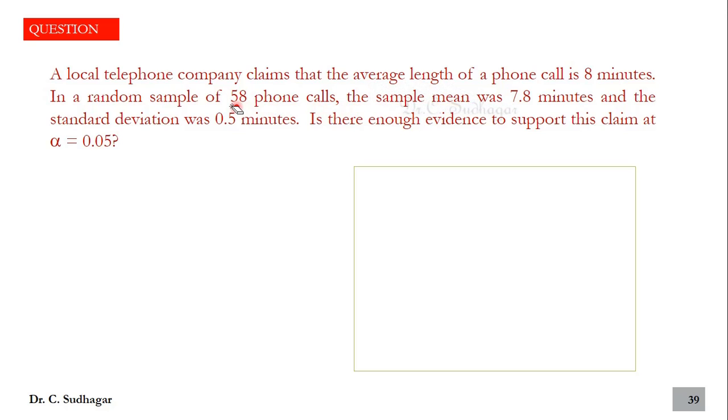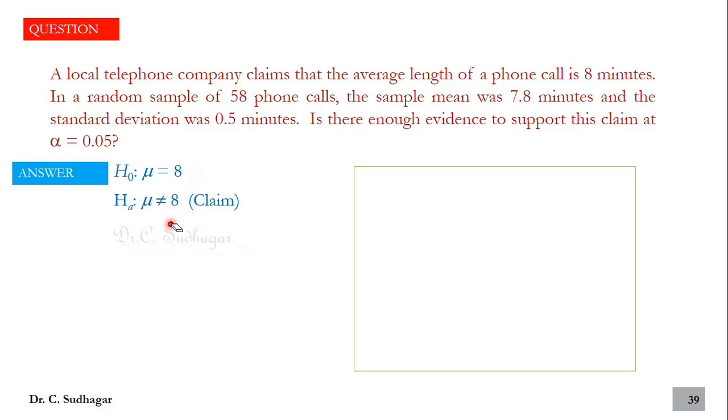Now look at the sample size. In a random sample of 58 phone calls, this is going to be the large sample. For large samples we should use a z test. Okay, so what is our null hypothesis? Null hypothesis is always that the company's claim is right, the company's guarantee is right, there is no change in the system. Like that you always take it positively. The company claims that the average length of a phone call is 8 minutes. So that means mu, the population mean, is equal to 8.